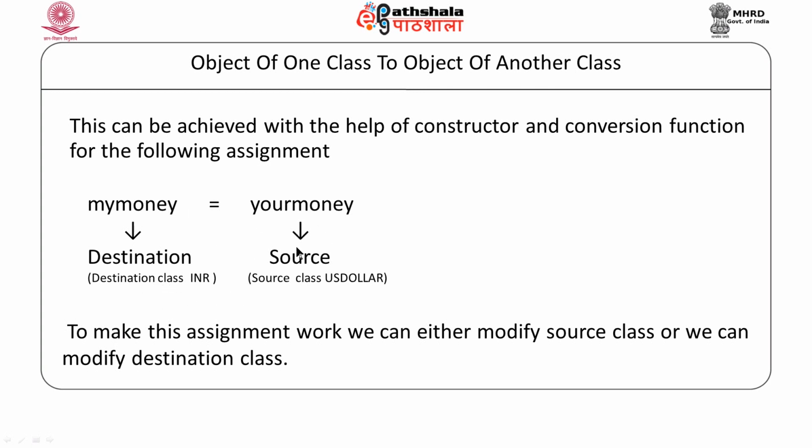But if I want to modify the source class, I will have to do something different. If I want to modify the destination class, I will have to do something different. Let us see what modification we need in the source class or what modification we need in the destination class. To achieve this we do not need to modify both the classes, we can modify either this class or this class. We can decide which one we want to modify. If we decide to modify this class, there would be something different we need to do. Let us see both the cases one by one with the help of an example.